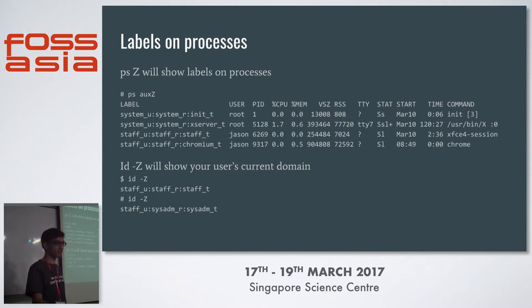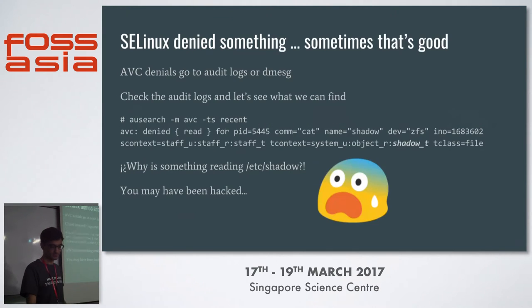ps dash Z will list the type things are running as. id dash Z will list what you are running as. So that's how you find out what things are in. So if, for example, you got a new version of a program and it didn't work, and you looked at it and you said, oh, Apache is running as something that's not httpd_t, then something's probably wrong. You might need to change the labels on something to make it use the new one you have or something like that. So if you go ps and see what it is, that's how you find things.